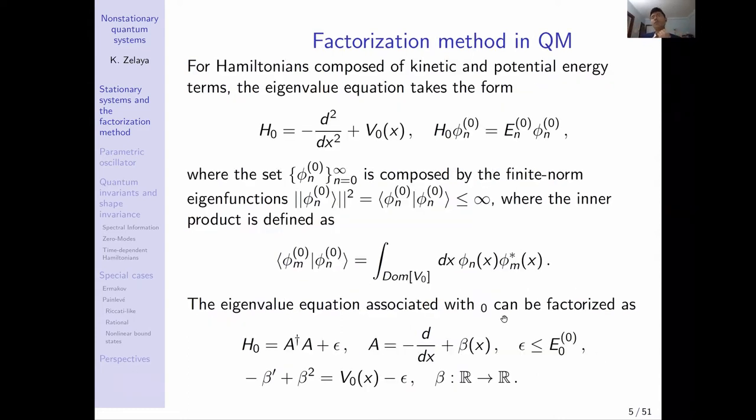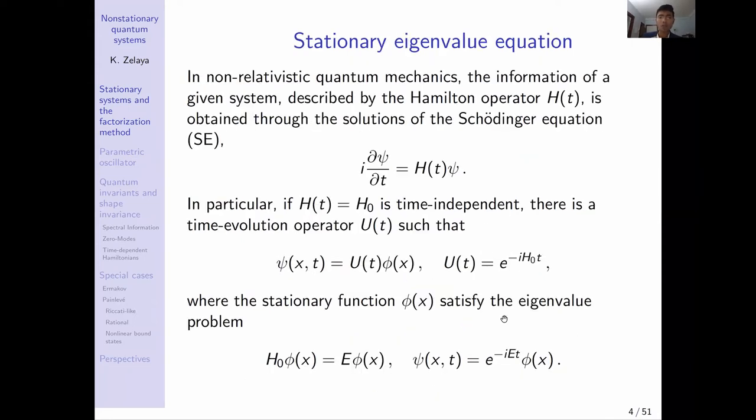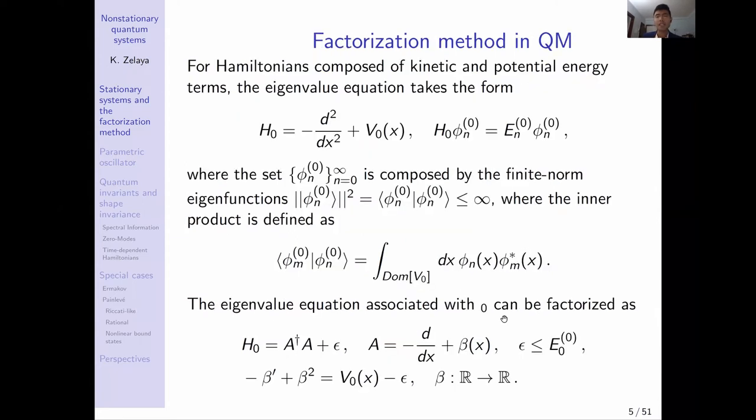For stationary systems, there is a well-known technique used to construct new exactly solvable models by departing from an initial system which is exactly solvable. By exactly solvable, I mean that we know the Hamiltonian and we know all the eigenfunctions and all the eigenvalues. That's the definition we are going to use for exactly solvable systems.